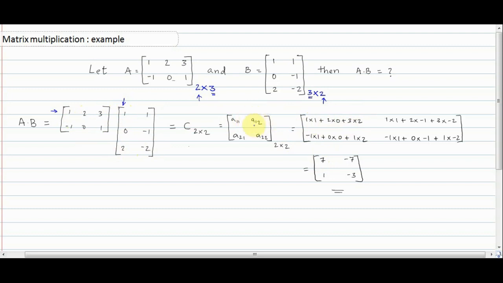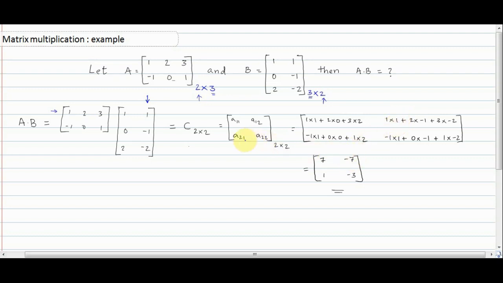Now coming to A12, A12 can be calculated by multiplying the first row of matrix A with the second column of matrix B. So multiply 1, 2, 3 with 1, minus 1, minus 2, and we will get the value of A12. You can see here that multiplication is taking place between the first row and the second column. So 1 into 1 plus 2 into minus 1 plus 3 into minus 2. That's how we calculate the value of A12 and we are getting it as minus 7.